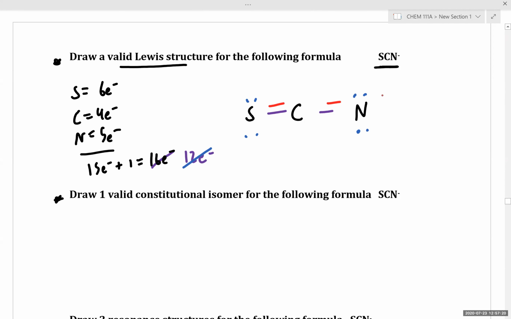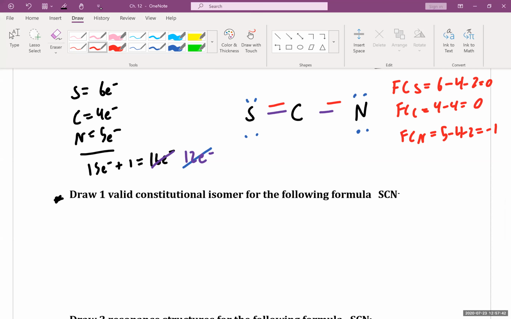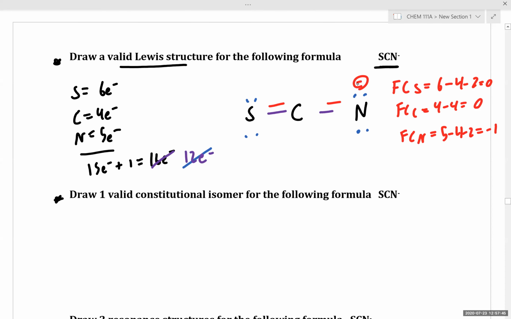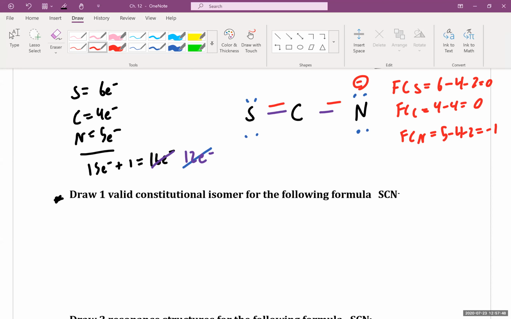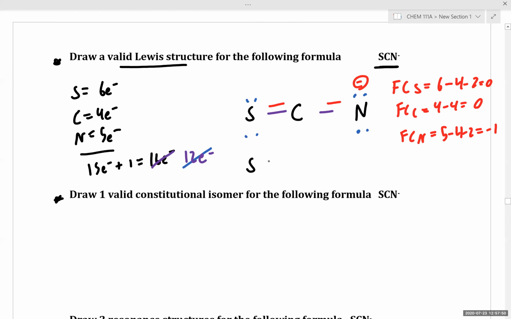If we think about the formal charges, we see that the formal charge of sulfur would be 6 - 4 - 2, which gives us 0. Formal charge of carbon is 4 - 4, which gives us 0. And the formal charge of nitrogen is 5 - 4 - 2, which is -1. So that's a reasonable structure. It's not incorrect by any means, but there's actually a slightly better structure. And let's look at the following structure and let's try to assess why this structure drawn is slightly more preferred.